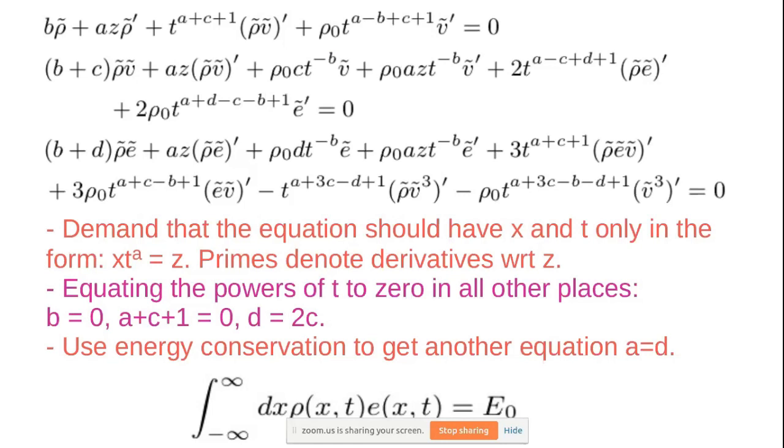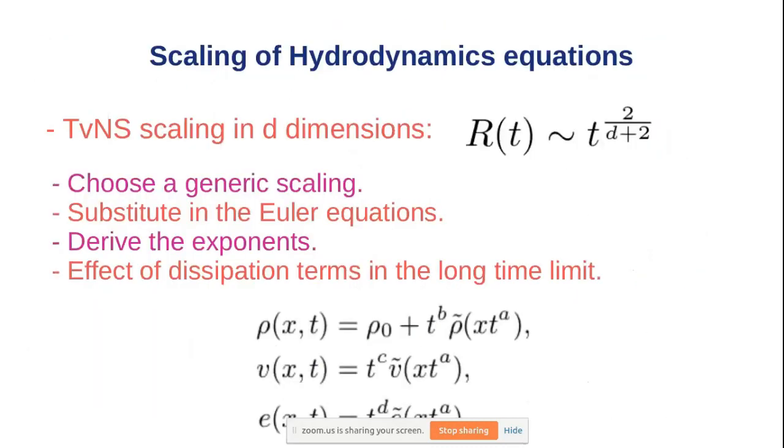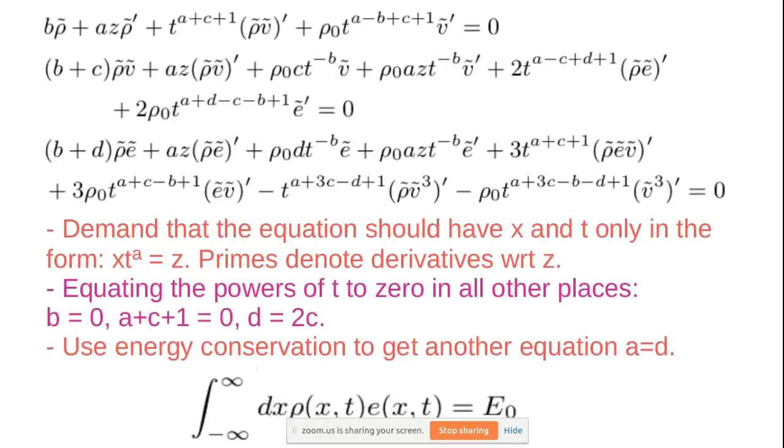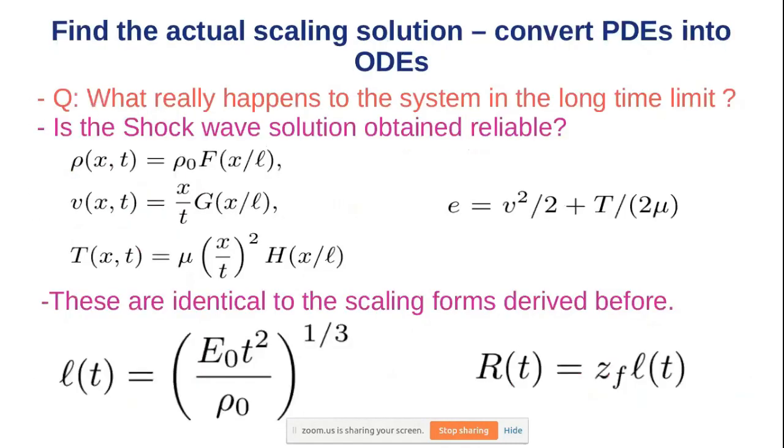One quick question: how did you get a v cube term? From which term does the v cube come? Yeah. That is because rho v cube comes from rho into E into V plus P into V. P is pressure. Pressure is rho T by mu. And T is given by, let me show you the slide. T is given, and E is given in terms of temperature in this way. There's a V squared term. That is why you get this.